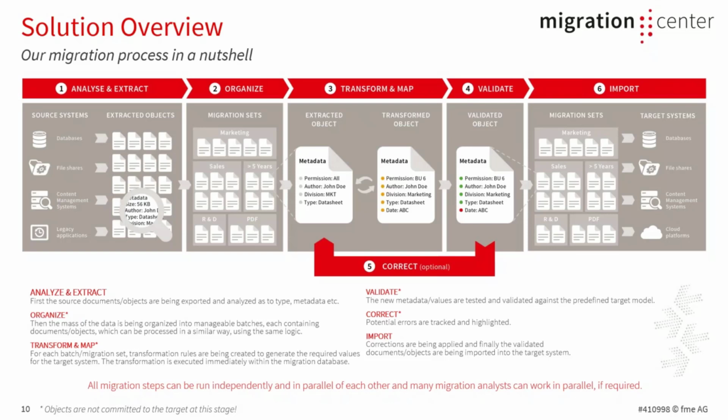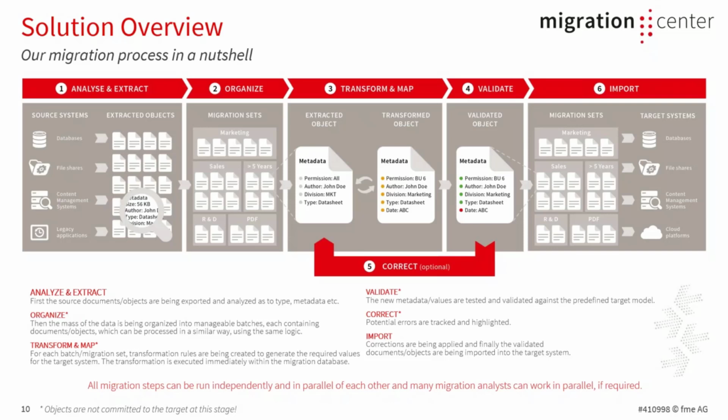So the second phase is the organization phase. You can imagine if you have millions of records, it's very difficult to handle all those records in one big batch and find a transformation model for all those records and documents at once. So for that reason, we introduced the organization phase, which allows our customers and the users to organize the migration in manageable sets. You can define your sets by yourself.